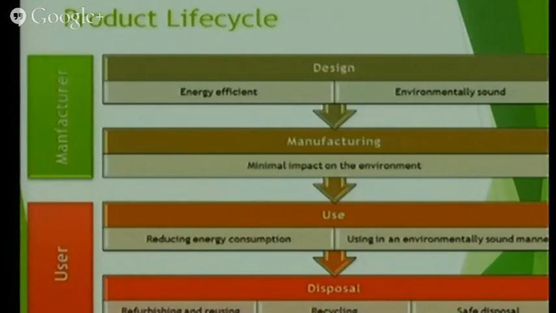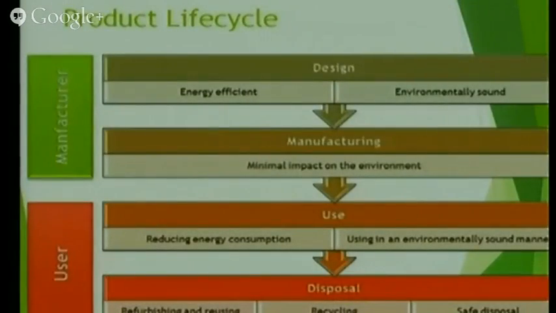And as a user, we also need to be conscious about reducing the energy consumption. Say, as I told you, in case of a computer system, we can go into 3 different modes. So that's one way of reducing energy consumption. Similarly, if you switch over to efficient UPS systems, power supply systems, which can reduce the losses of power in terms of heat losses, and then finally use it in an environment sound manner.